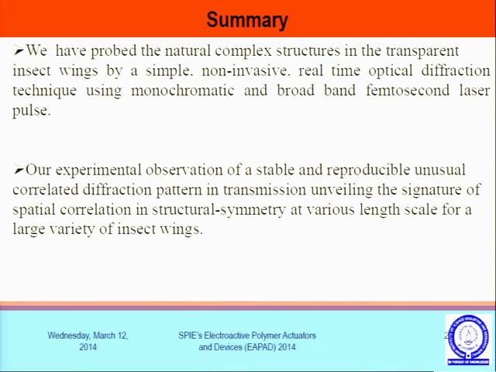So we have probed the natural complex structure in transparent insect wings by a simple, non-invasive, real-time optical diffraction technique using monochromatic and femtosecond lasers. Our experimental observation of a stable and reproducible, unusual correlative diffraction pattern in transmission unveils the signature of a spatial correlation in structural symmetry at various length scales for a large variety of insect wings. So this is the generic feature.